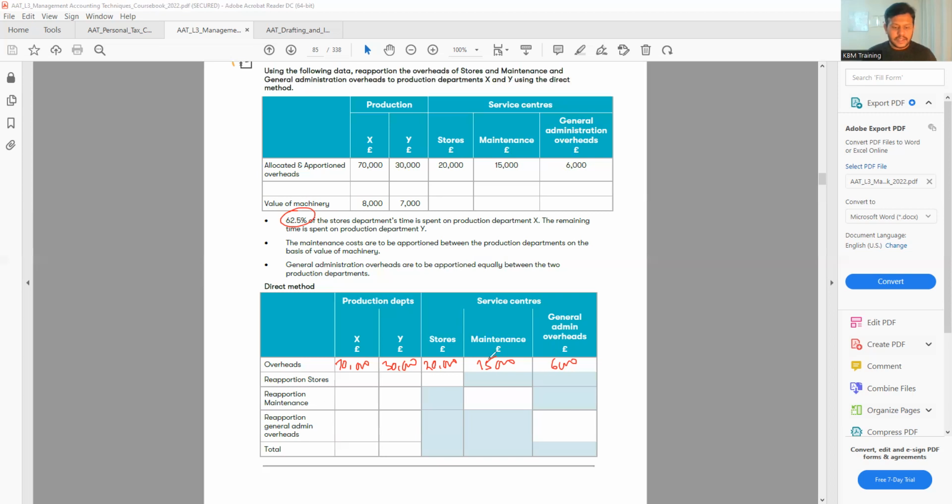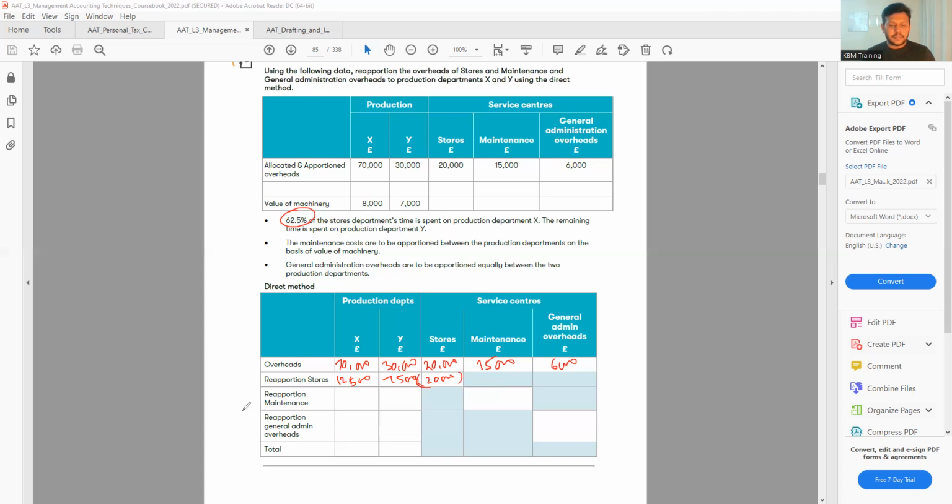Can you tell me how much is 62% of the store? 12,500. So 12,500 is for X, and 7,500 for Y. Thank you very much. So you need to minus 20,000 from here, and this is gone.